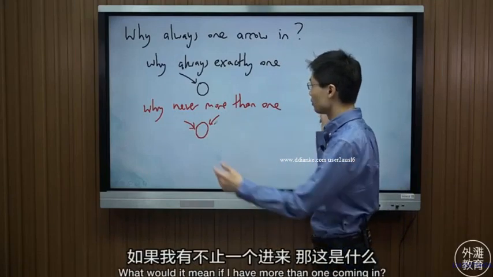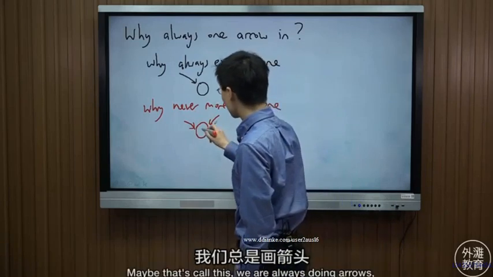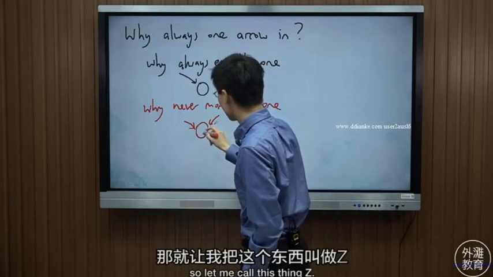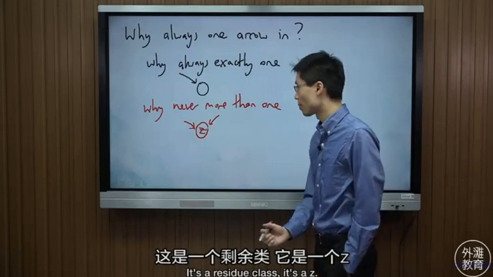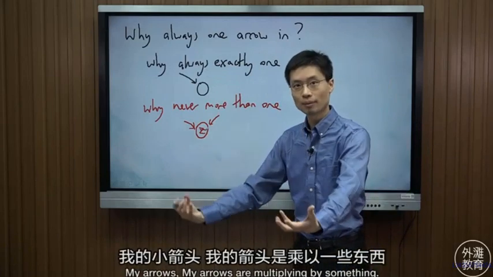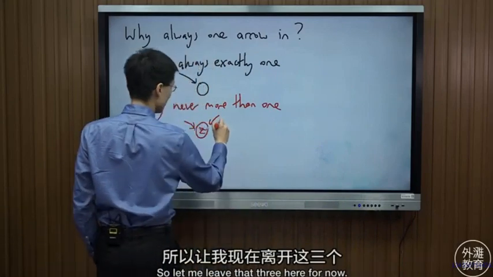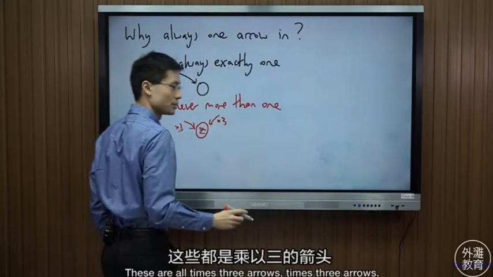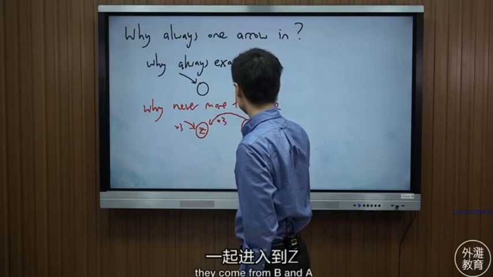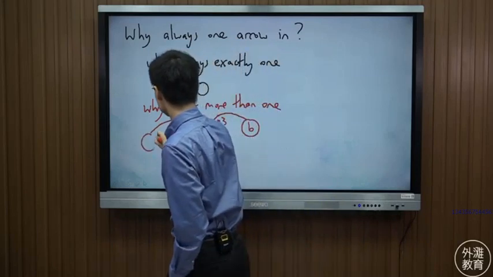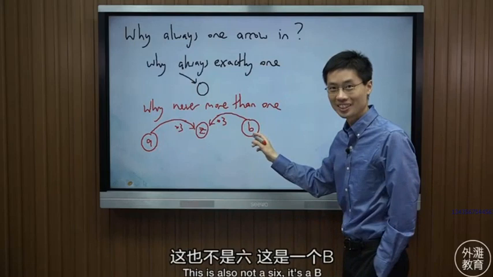What would it mean if I have more than 1 coming in? Well, let's call this thing z. It's a number, a residue class. My arrows are multiplying by something. In this case, they were multiplying by 3. So let me leave that 3 here from now. These are all times 3 arrows. If I had two things both going into z, they come from somewhere. They come from b and a. This is not a 9, that's an a. This is also not a 6, it's a b.